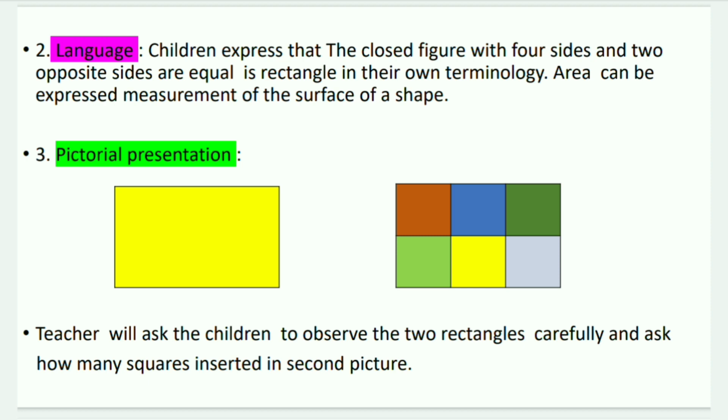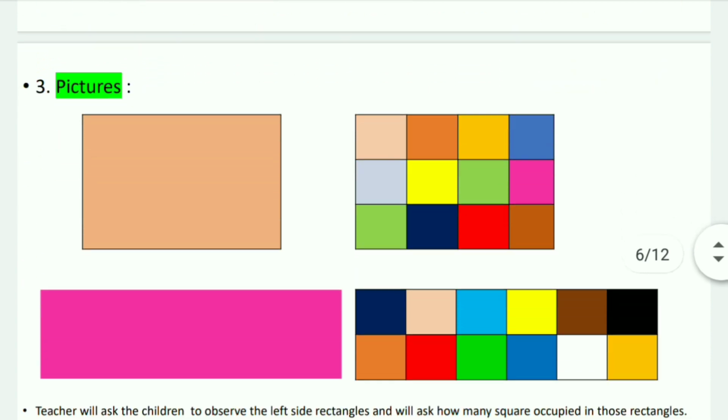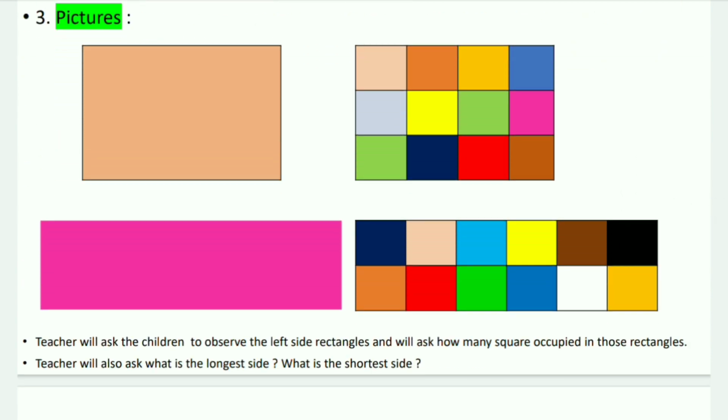Pictorial presentation: teacher will ask the children to observe the two rectangles carefully and ask how many squares are inserted in the second picture. Teacher will ask the children to observe the left side rectangles and ask how many squares are occupied in those rectangles. Teacher will also ask what is the longest side and what is the shortest side.